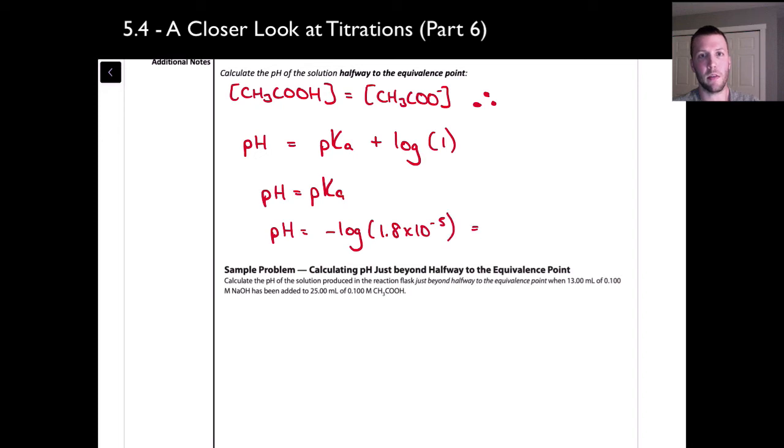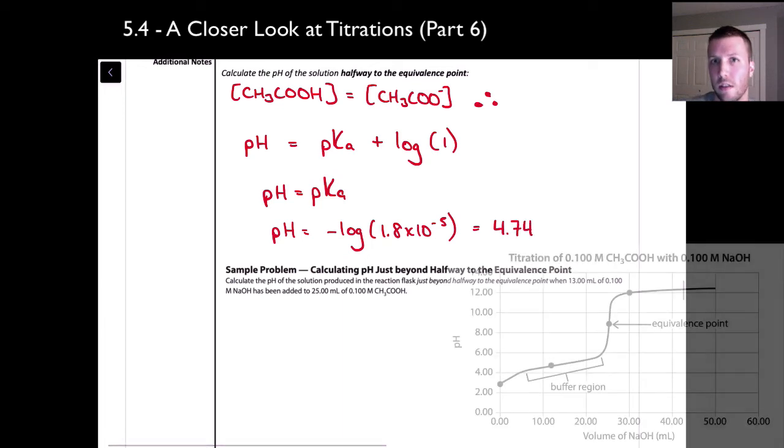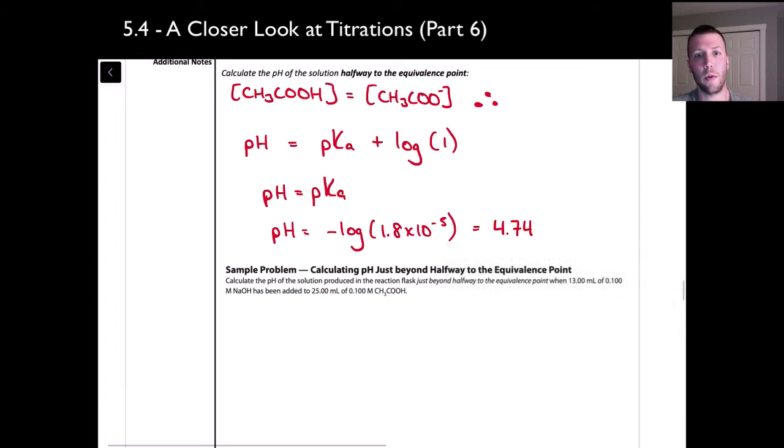So in this case, since I'm using acetic acid, I'm going to take the negative log of 1.8 times 10 to the negative 5, since that's its Ka, and we get 4.74. So at the halfway to equivalence point, the pH is equal to the pKa.